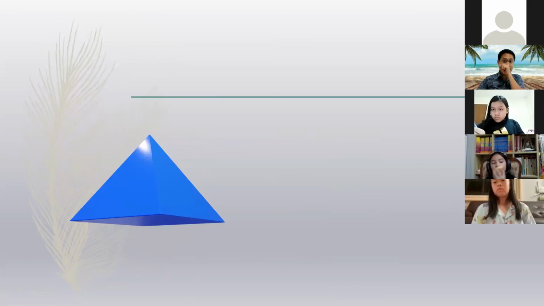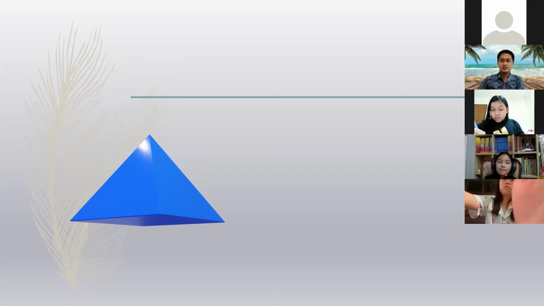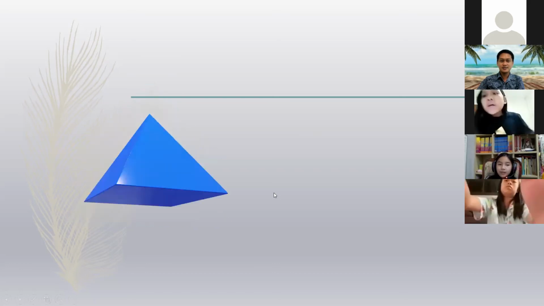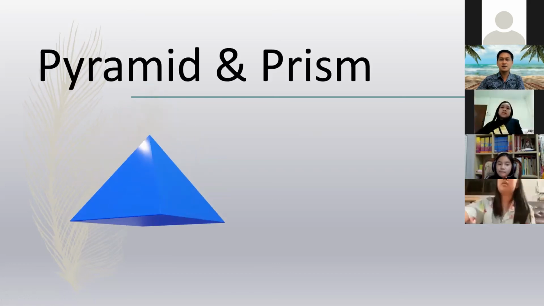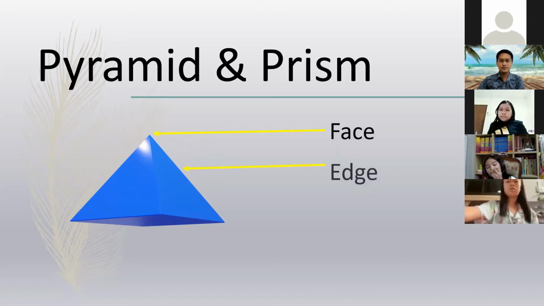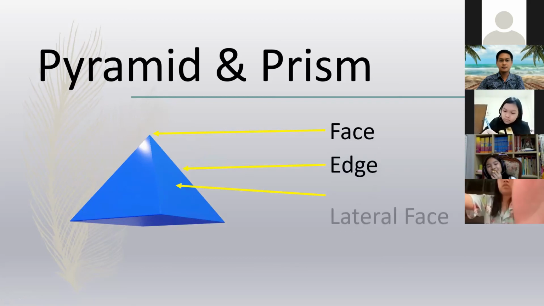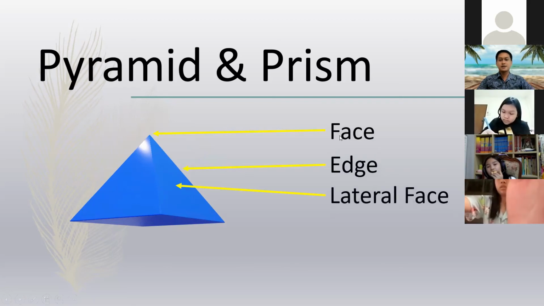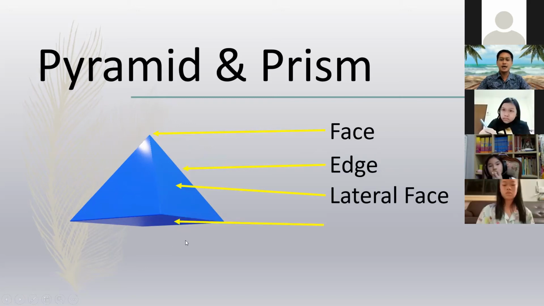And here, what shape is this again? Pyramid. Very good. So pyramid and prism have almost the same parts or components. Oh, sorry, this is apex, edge, lateral face, and base. Okay.